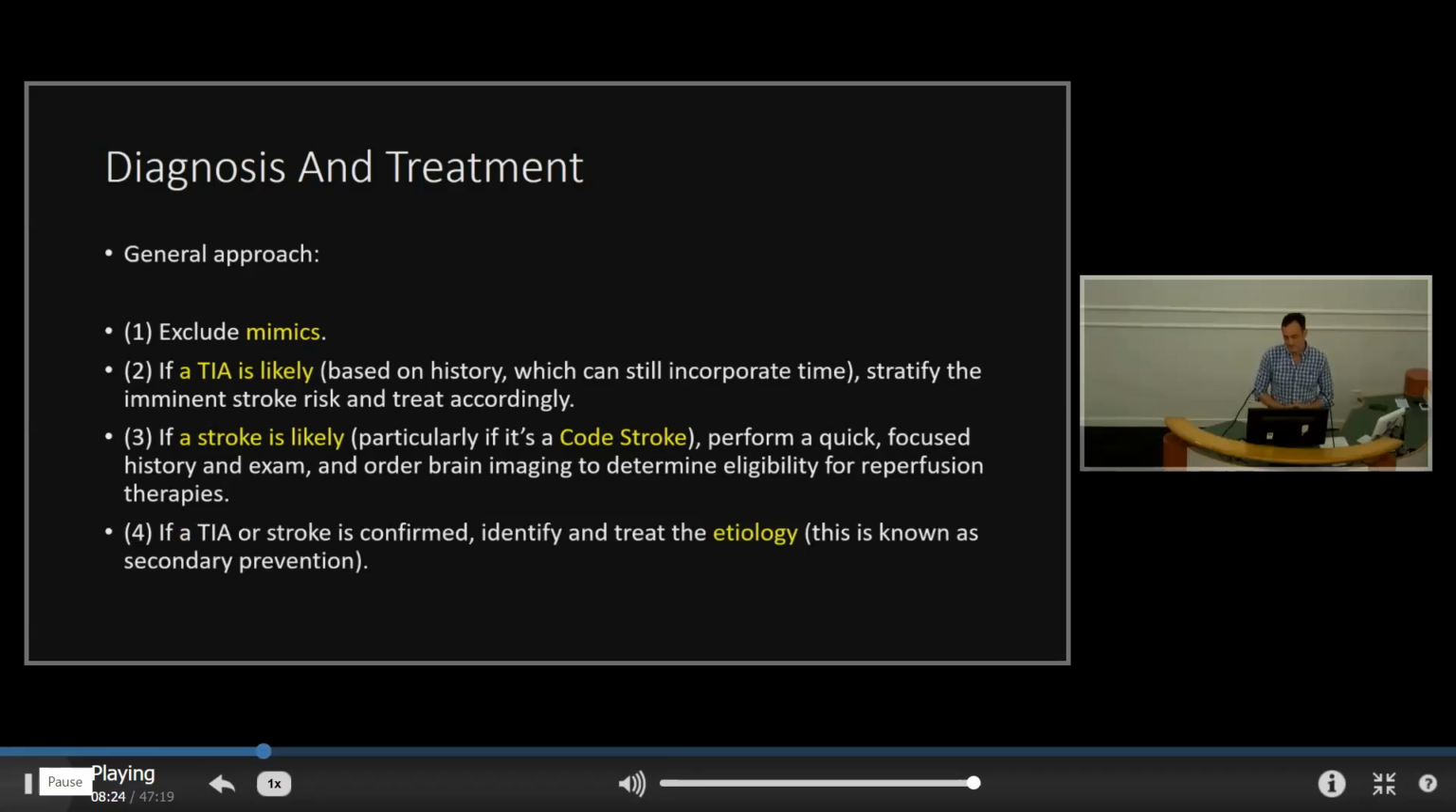And finally, this is very important and often not done exhaustively enough. On the ward, once all the dust is settled and the TIA or stroke is confirmed, and you're now seeing the patient every day on the ward, it's really crucial to identify and treat the etiology of the TIA or stroke. That's secondary prevention, because diagnosing TIA or stroke is only halfway to the complete diagnosis. You need to know the source.